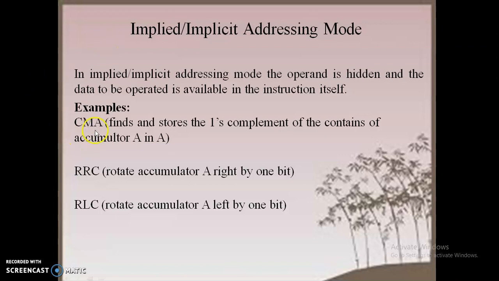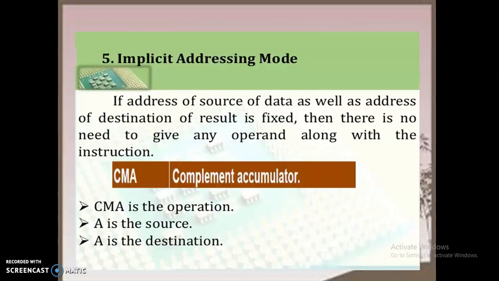In this addressing mode, the operand is hidden and the data to be operated is available in the instruction itself. This is again an example of implicit addressing mode, CMA, complement accumulator. Here, A is the source and A is the destination. Both are the accumulator.